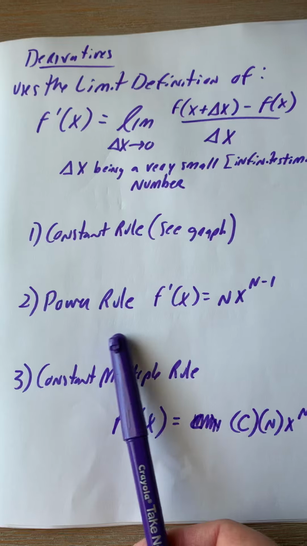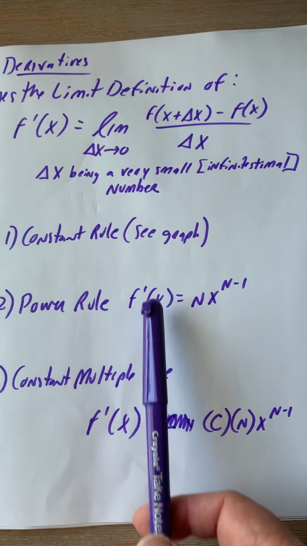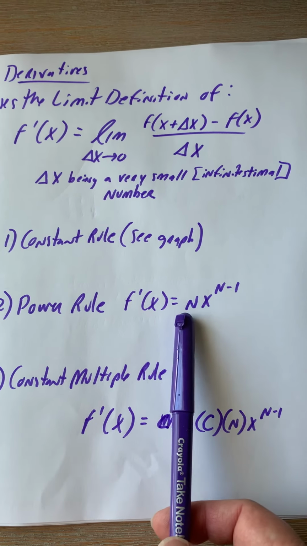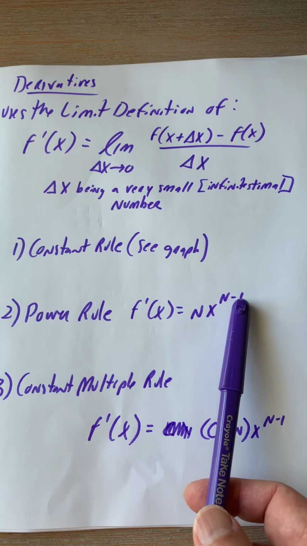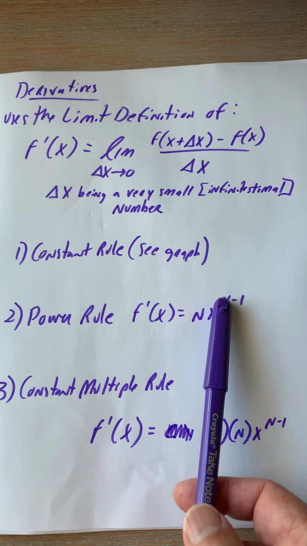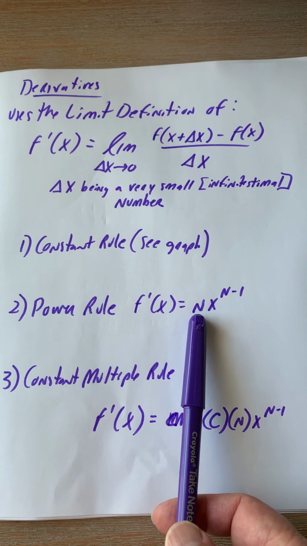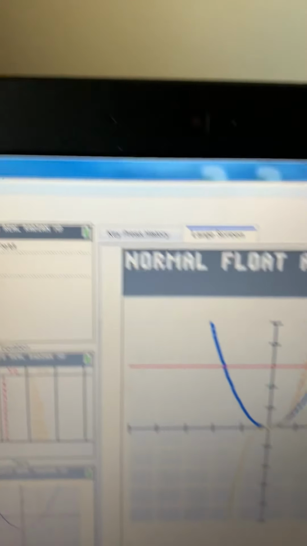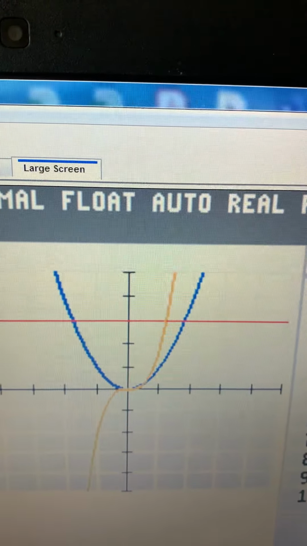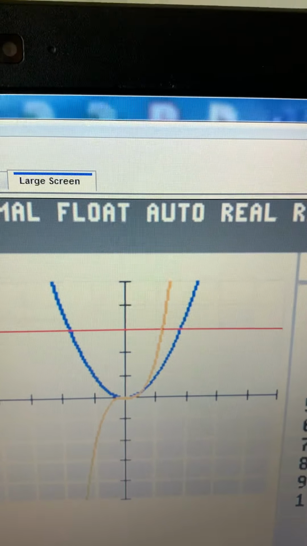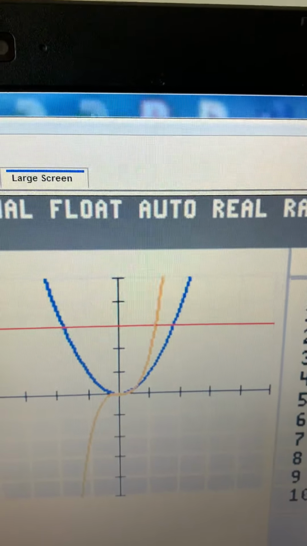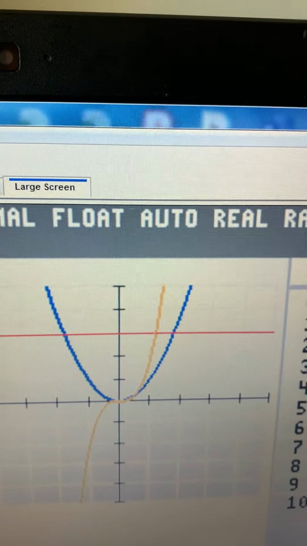Okay, the next one is the power rule. We take our original equation, and if we have an exponent up here, we have to subtract 1 from it, and we have to take that exponent and put it out in front. So if I'm taking the derivative of x squared, that's our blue one there, I take that exponent, throw it out in front, because that's my n, which gives me a 2, and then it would be x, and for the exponent, I subtract 1 from it, so it'll be x to the first.